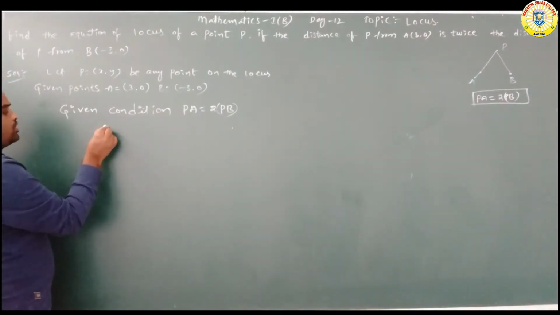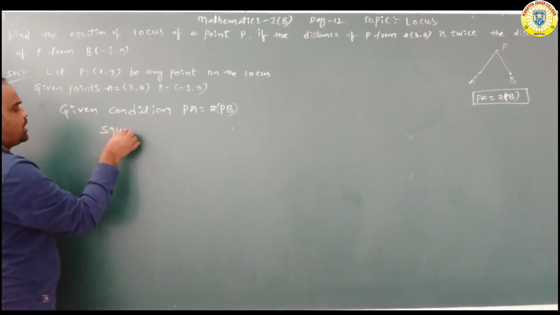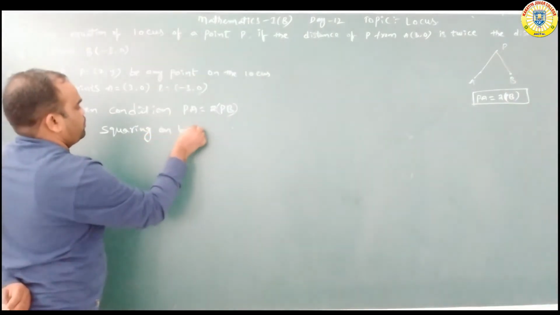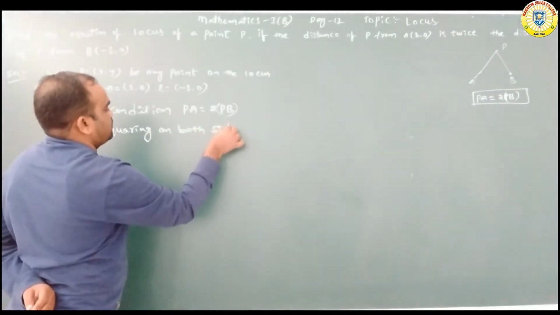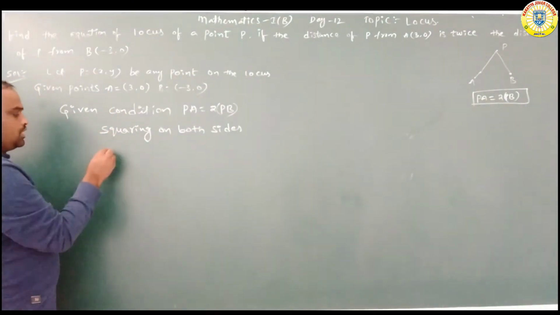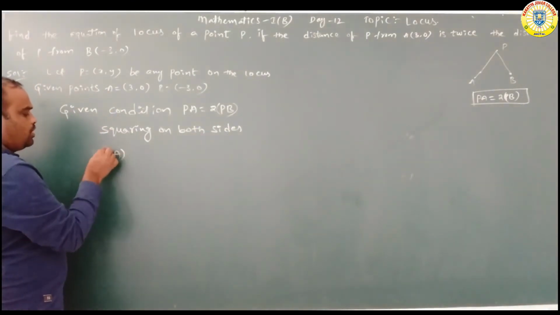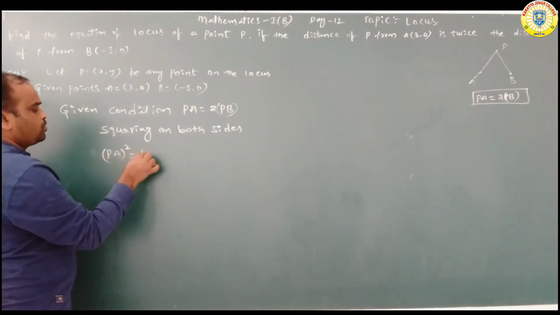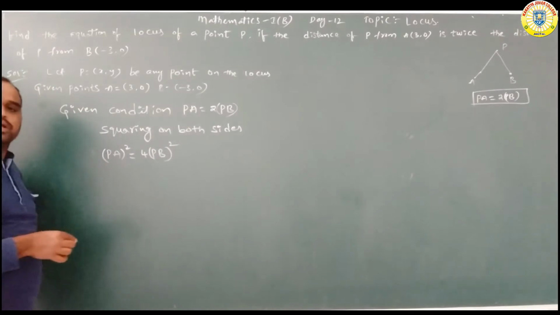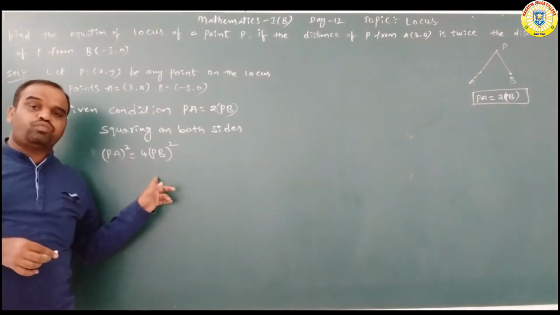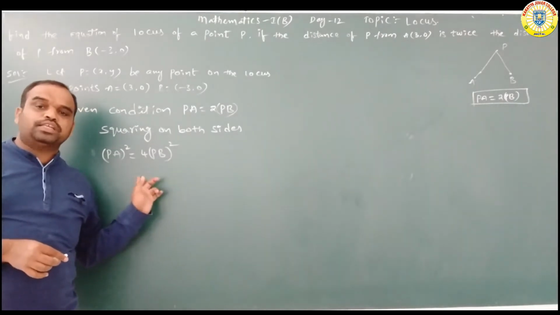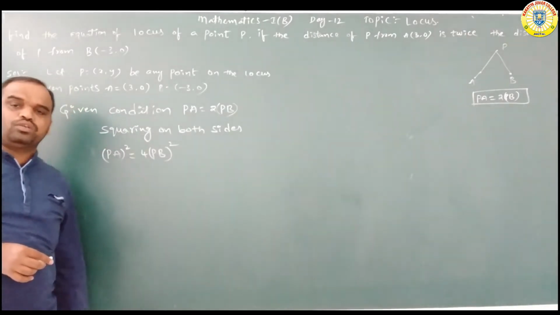Then after that we are squaring on both sides. Squaring on both sides, we get PA whole square, and 2 square is nothing but 4, into PB whole square. So PA square is equal to 4 into PB whole square.